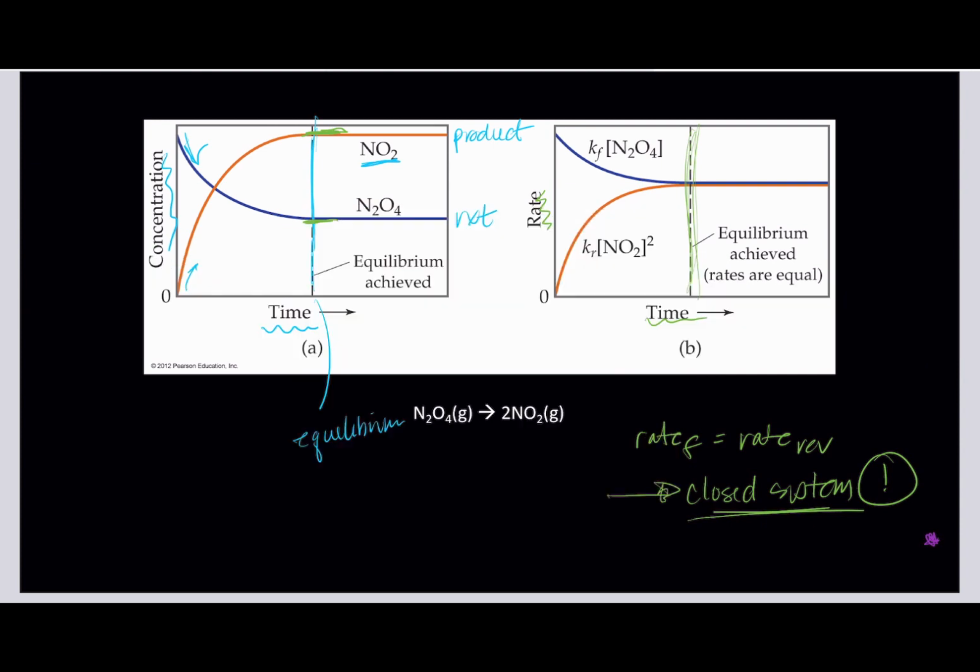In order for equilibrium to be reached, we must have both N2O4 and NO2 present in order for this process to go both forward and backwards. Because we're saying that the rate forward is equal to the rate backwards, which means that we must have reactant present and we must have product present in order for this to work.